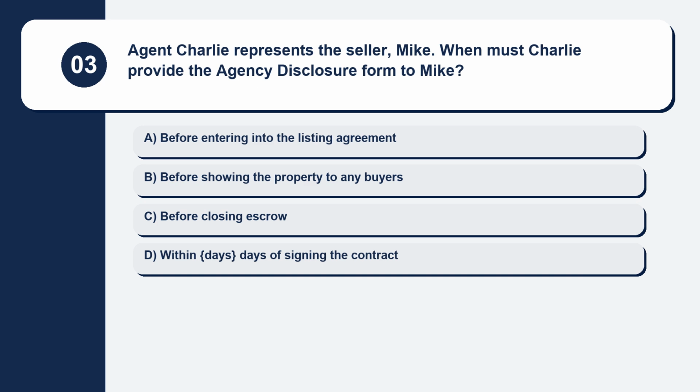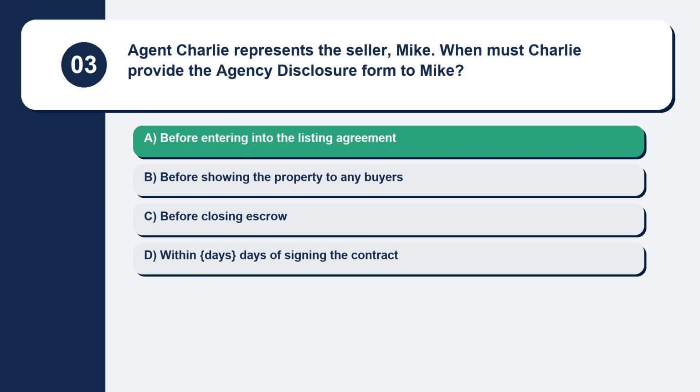Question 3. Agent Charlie represents the seller, Mike. When must Charlie provide the agency disclosure form to Mike? Here are your options. Option A, before entering into the listing agreement. Option B, before showing the property to any buyers. Option C, before closing escrow. Option D, within days of signing the contract. The correct answer is option A, before entering into the listing agreement.